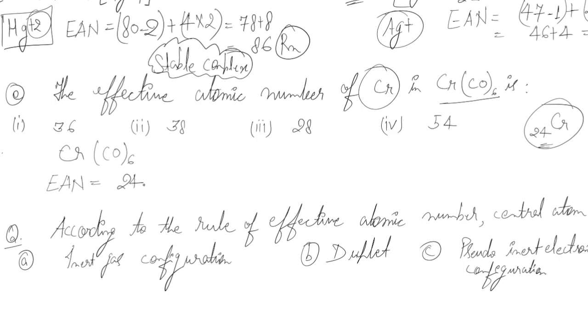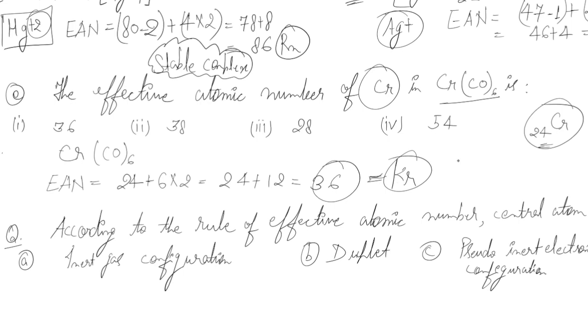24 plus there are the 6 ligands, and these 6 ligands, the carbonyl will give how many electrons? The carbonyl will give 2. So that will be your 24 plus 6 times 2, that is 12, right? So this will be your 36, and you know that this 36 is equivalent to the noble gas configuration, that is the krypton.